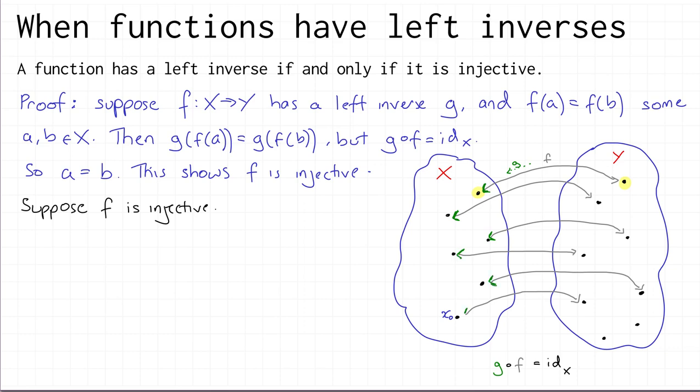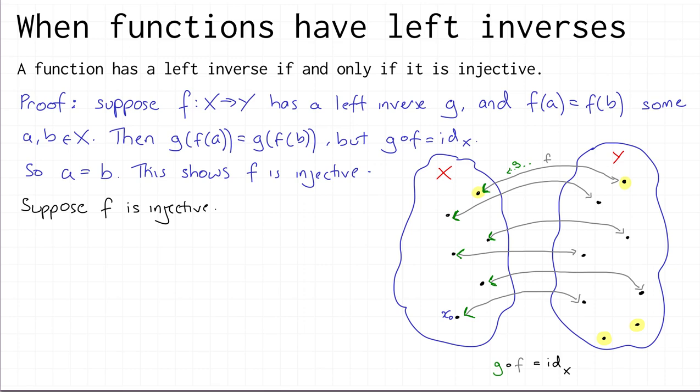But that doesn't completely define a function from Y to X. The reason it doesn't is because there may be elements in Y which are not in the image of f. There's no reason to suppose that f should be surjective here. We're only assuming that it's injective. So there may be some elements like these black dots at the bottom here which are not in the image of f. And we still have to say what g is going to do with them if we're going to define a function g from Y to X.